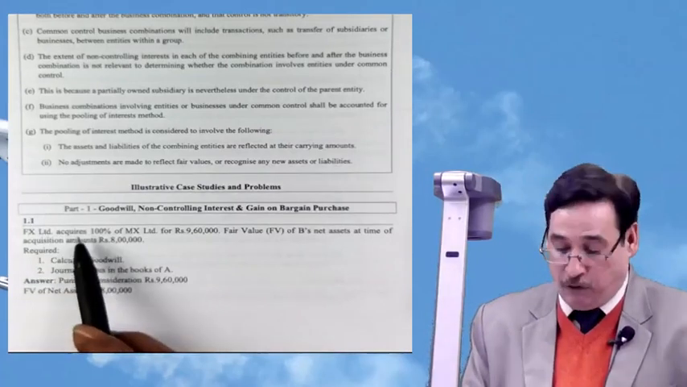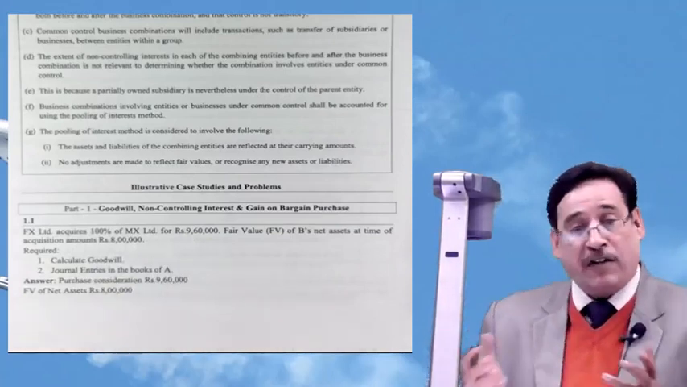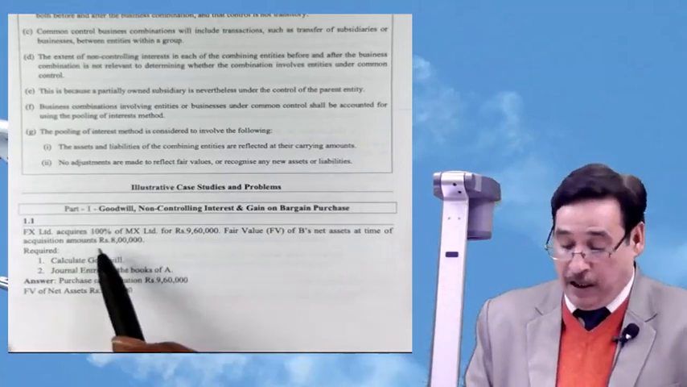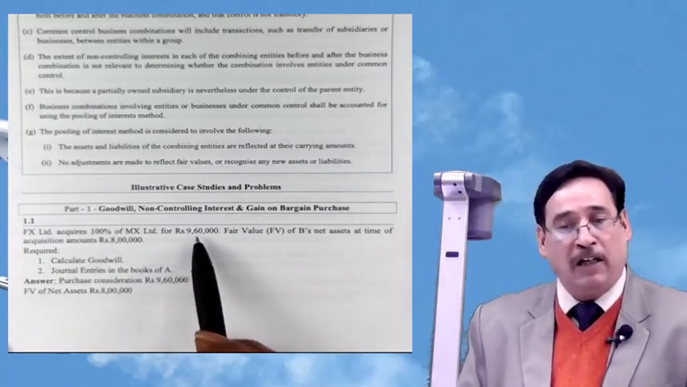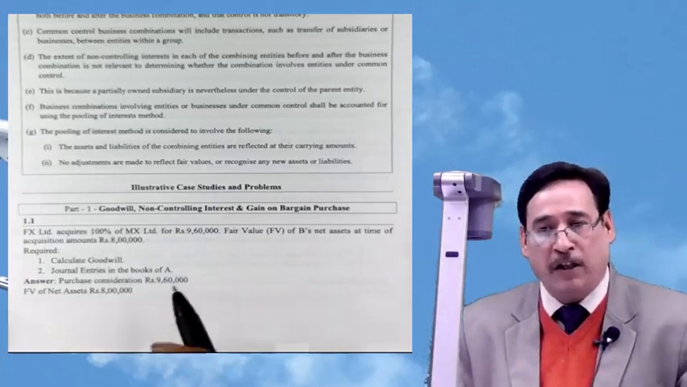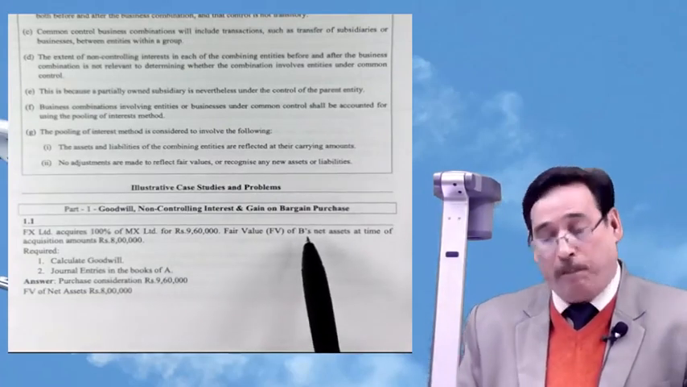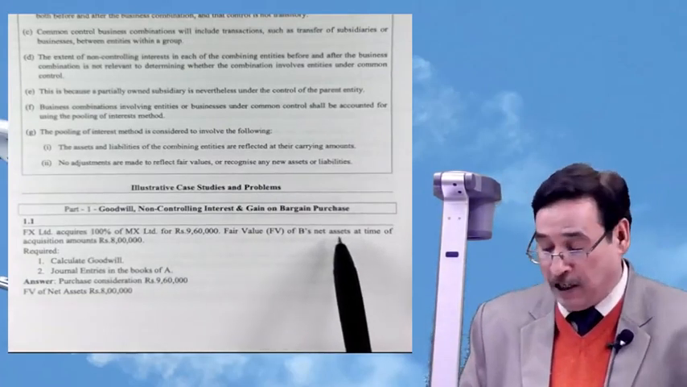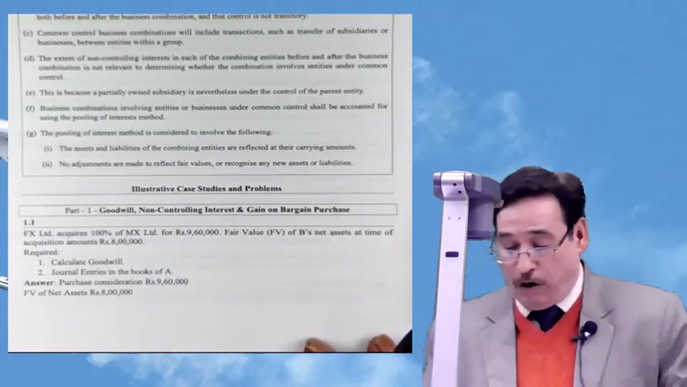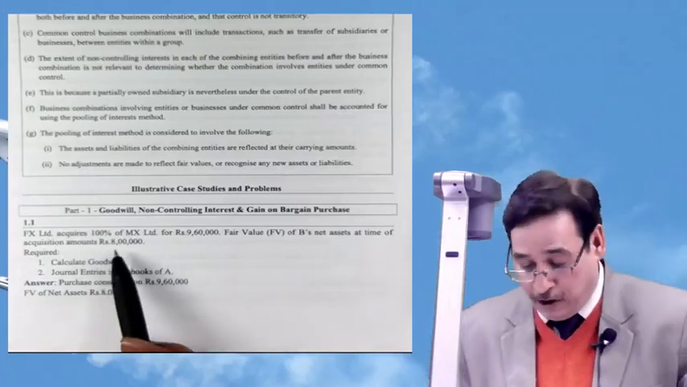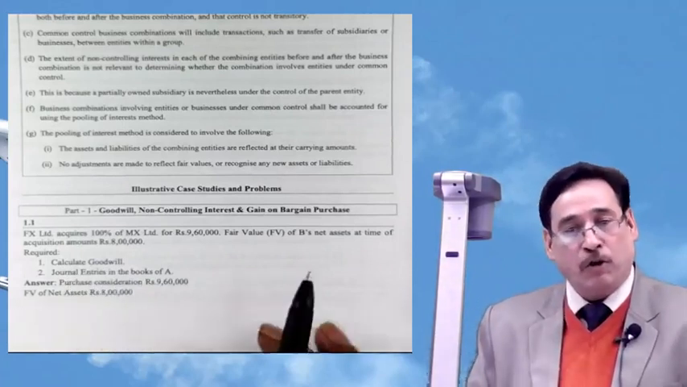1.1: FX Limited acquires 100% of MX Limited for 9,60,000. FX, needless to add, is the acquirer, and it is this time acquiring 100% of MX Limited for 9,60,000, which is the amount of consideration. You should be in a position to analyze these things. The fair value of the net assets, meaning assets less liabilities, at the time of acquisition amounted to 8 lakhs. We are supposed to calculate goodwill and of course pass the entry in the books of the acquirer.